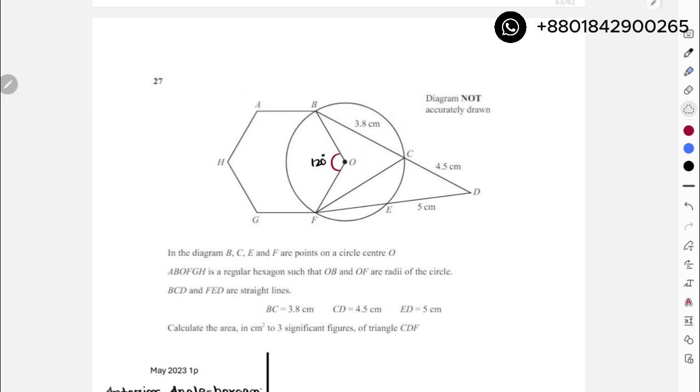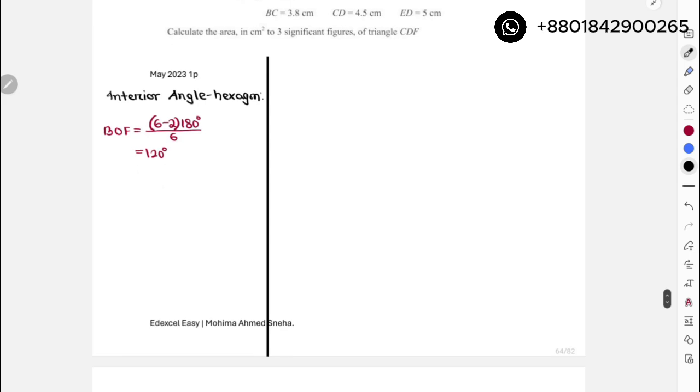One thing I can use is that if angle BOC is 120, angle BCF is going to be half of that, using the basic angle at the center concept. So I can say that angle BCF is going to be half of that 120. The reason is going to be angle at the center. We have to write down the reason, that angle at the center.